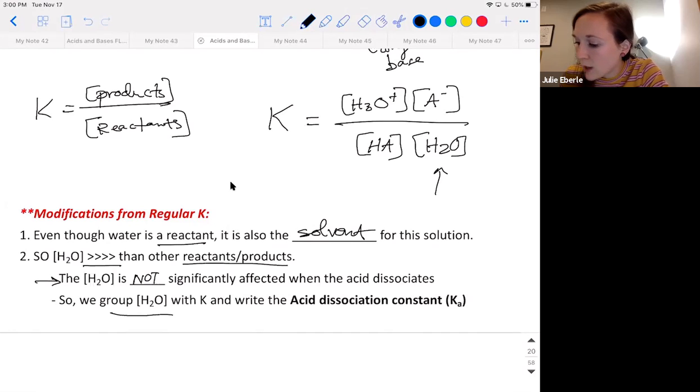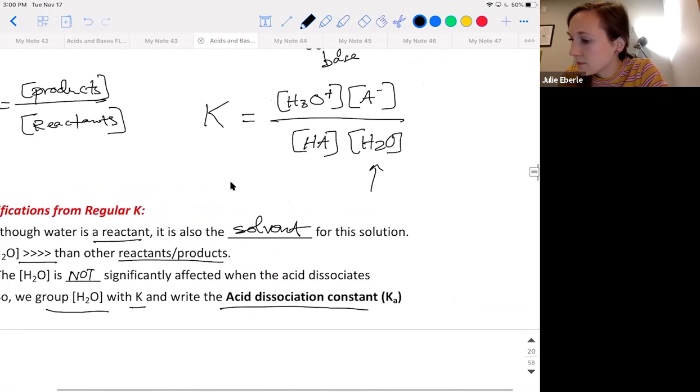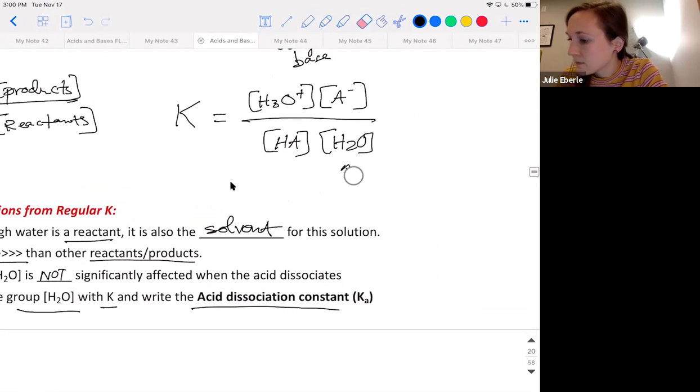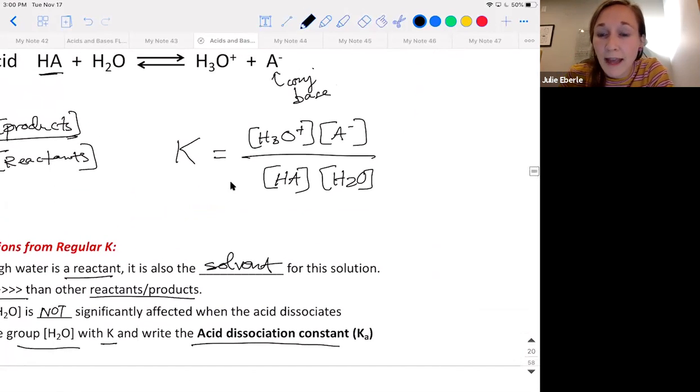So we're going to group water with K, and we're going to write a new acid dissociation constant. It's just for acids, just for weak acids. We call it Ka to kind of remind us, hey, this is not normal K. This is K for weak acids. So the way we do that, I'm looking at this equation, if I just want to take water out and group it with K, I'm just going to multiply both sides by the concentration of H2O.